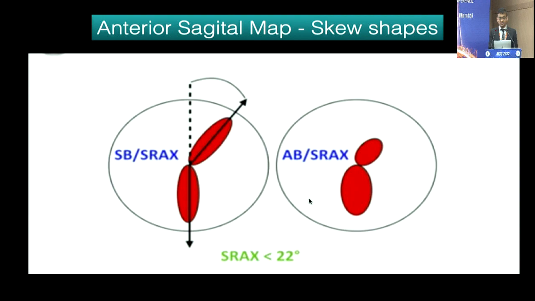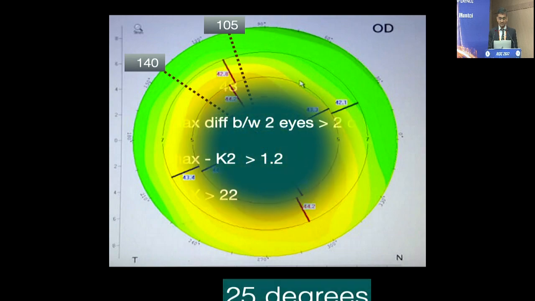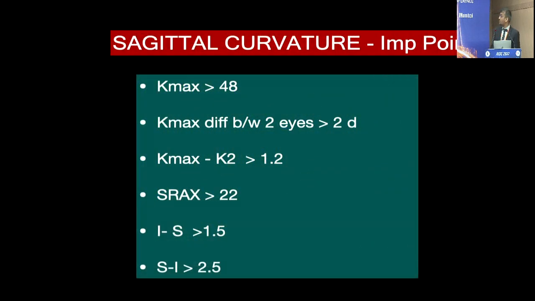Then you need to look at the skewing in case of astigmatic bow tie astigmatism. If there is a skewing, the tilting of one of the lobes, if it is more than 22 degrees, as can be seen in this, then it is abnormal. So these are the important points that you have to remember when you're looking at the sagittal curvature.